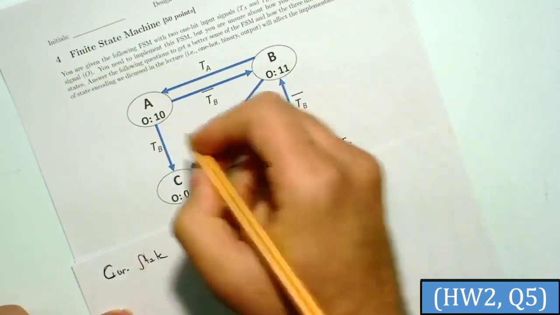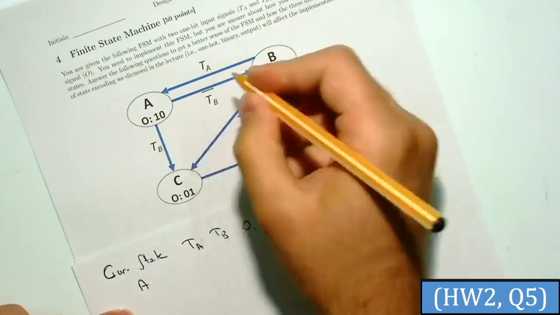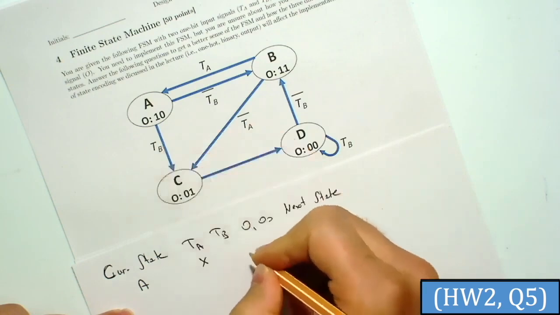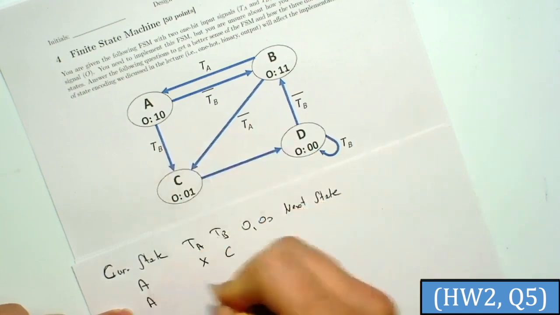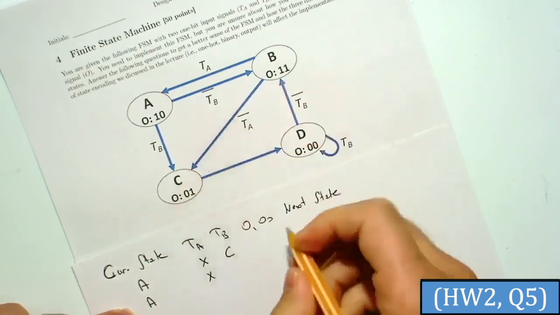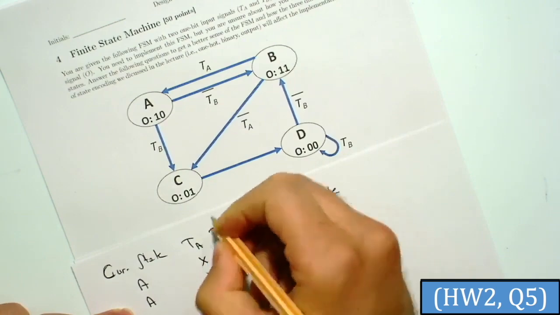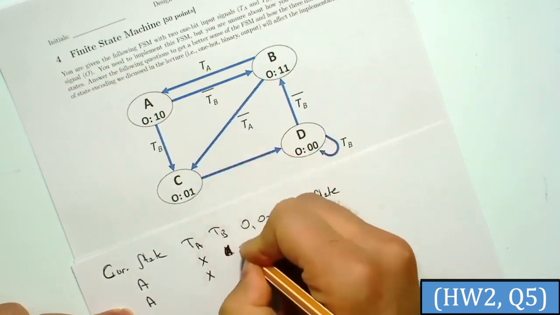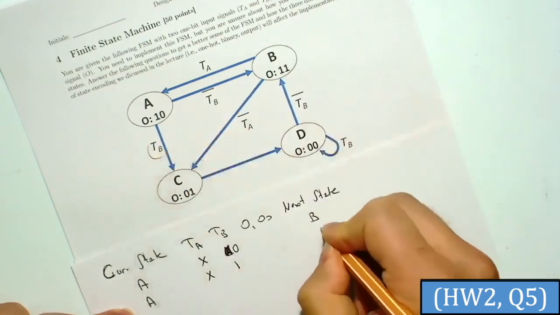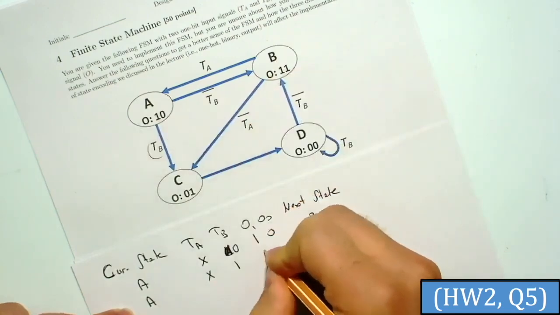For the current state, starting from A, the TA is don't care. If I have TB 0, I'll visit B. If I have TB 1, I'll visit C. And the output when I'm in state A will be 1, 0, 1, 0.